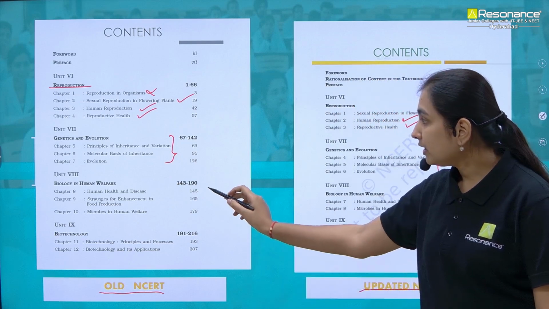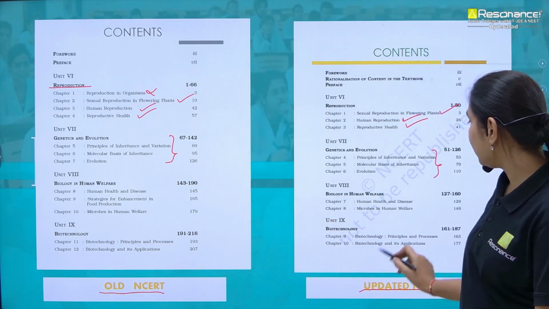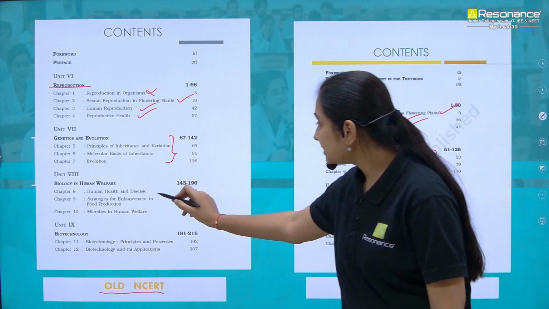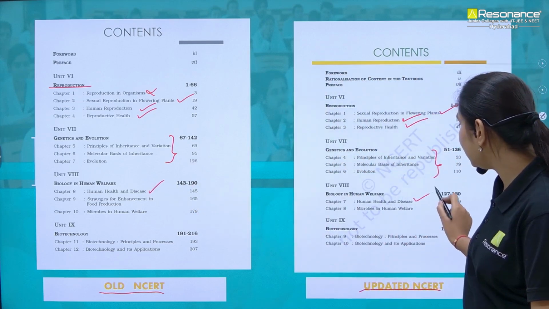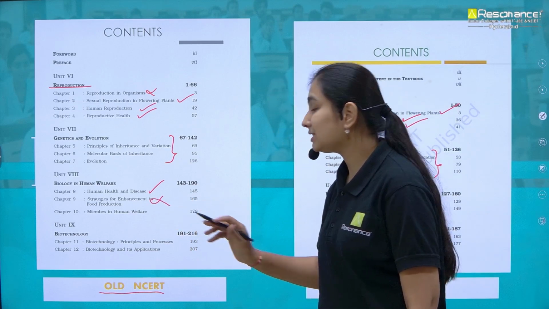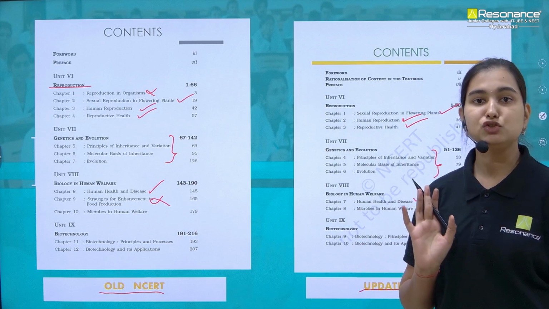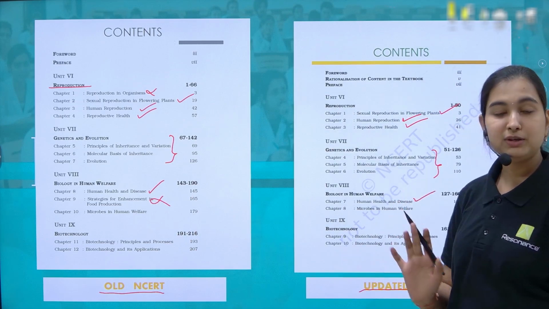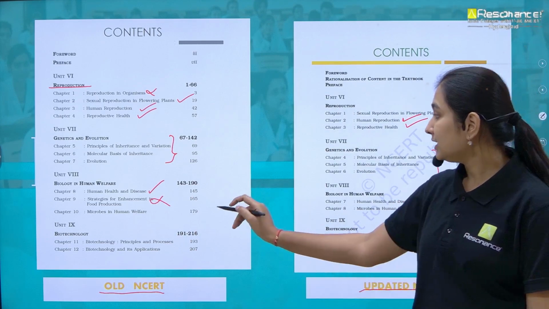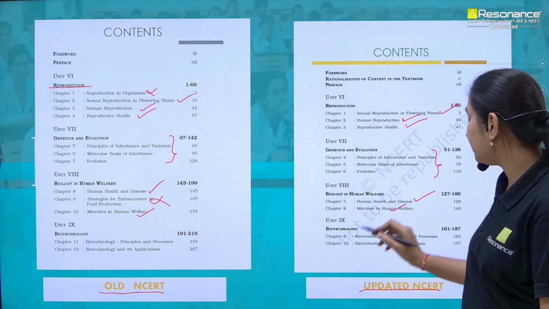Talking about biology and human welfare, here we have 3 chapters, but here you can see only 2. Human health is there, and it is also there in the updated NCERT. Talking about strategies for enhancement, this chapter is completely deleted. They have deleted this chapter, so you need not read anything from there. Next, you have microbes in human welfare. Here also microbes in human welfare is there.